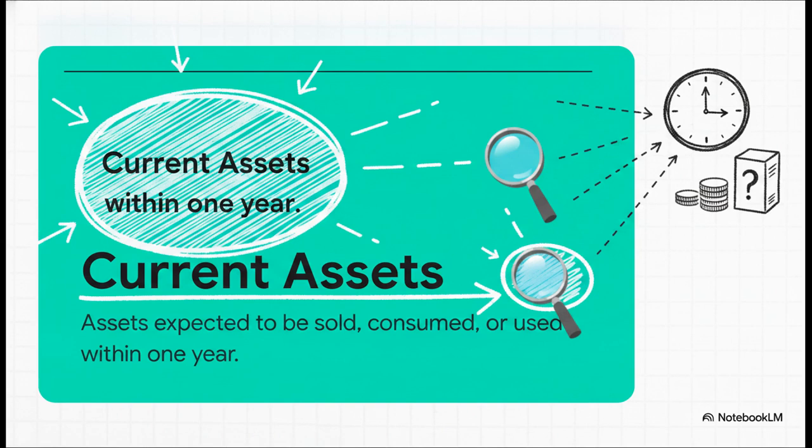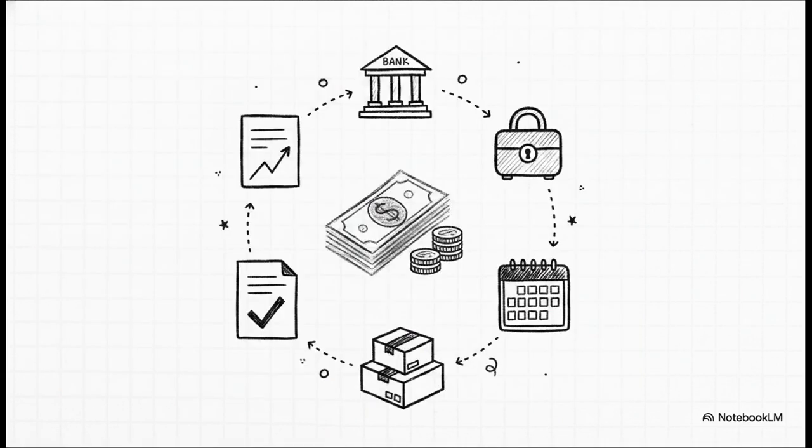Listen closely. I want you to highlight, underline, and circle that phrase "within 1 year." I'm serious. This is the primary trap professors absolutely love to use on multiple choice exams. If it turns into cash or gets used up in less than 12 months, it is current. When you're staring at a huge list of accounts on test day, you need to spot the current assets instantly.